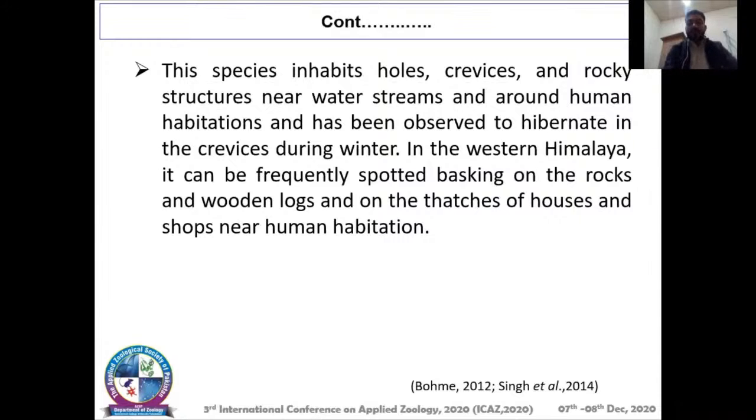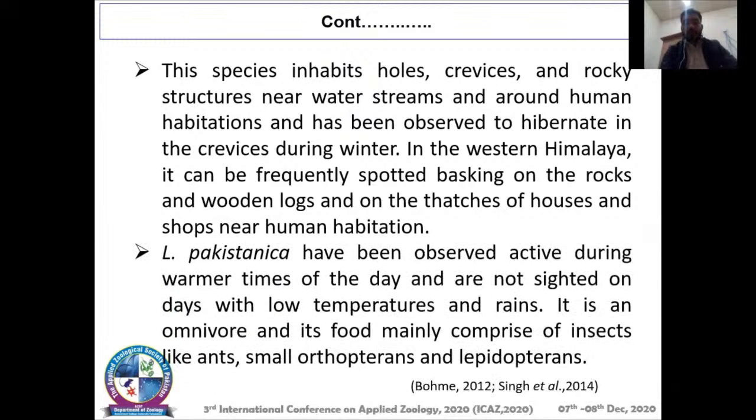These species inhabit holes in surfaces and rocky structures near water streams and around human habitation, and have been observed to hibernate in these surfaces during winter. In the western Himalaya, it can be frequently spotted basking on rocks, wooden logs, and on the thatches of houses and shops near human habitation. Laudakia pakistanica has been observed active during warmer times of the day and is not sighted on days with low temperature and rains. It is an omnivore and its food mainly comprises insects like ants, small arthropods, and lepidopterans.